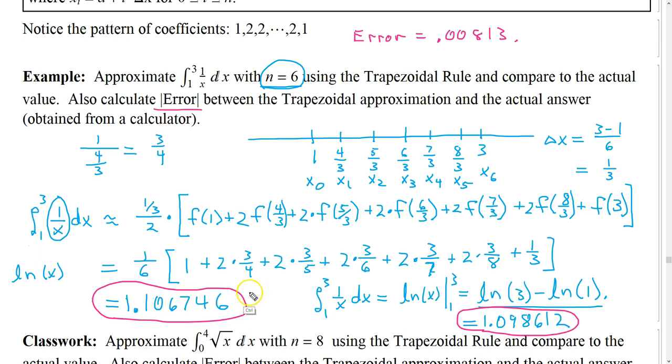If we wanted to improve on that approximation, we could do several things. We could increase our n here to a larger number, more than 6. Or an even better way would be to actually use Simpson's rule, which would give us a much better approximation, as we'll see in a few minutes. Let's take a look at one more example.